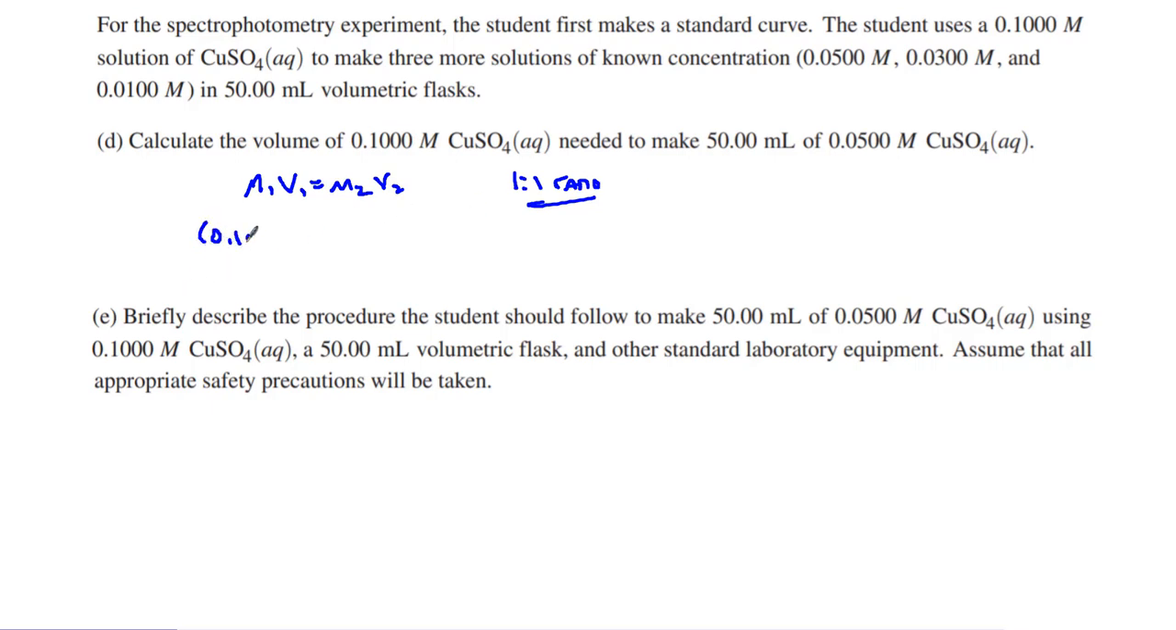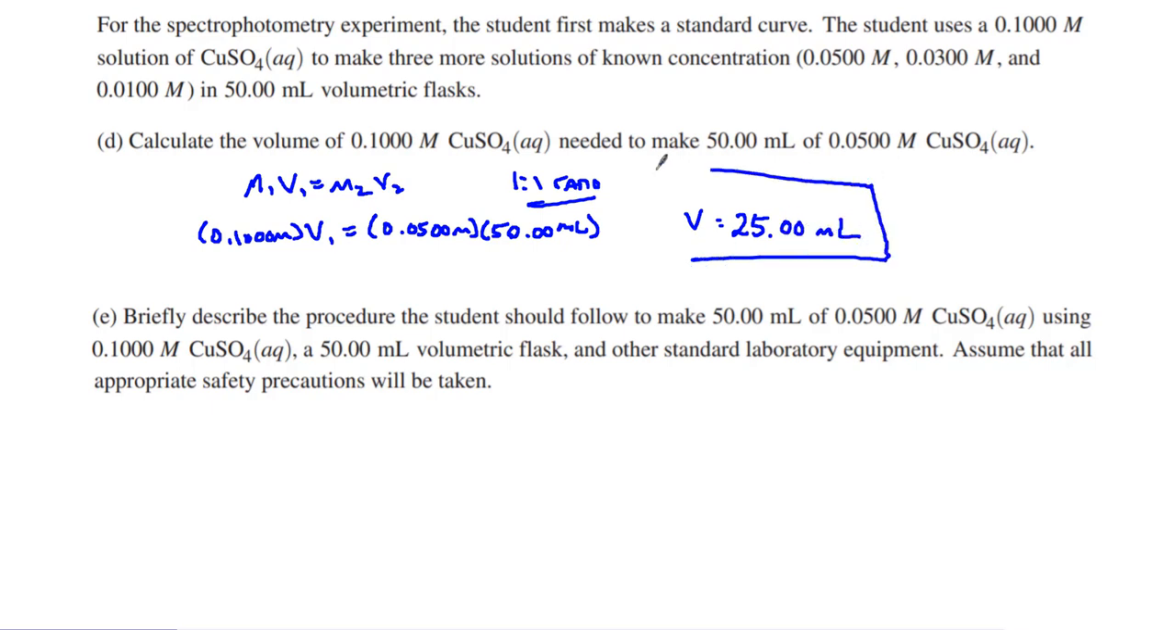We know we have 0.1000 molar. Volume is what we're trying to find. We have 0.0500 molar. We have 50.00 milliliters, and we do just a little bit of math, our algebra, and we get 25.00 milliliters. We need that volume of the more concentrated solution to dilute it.